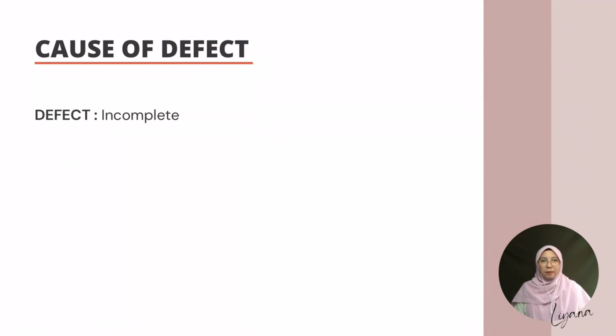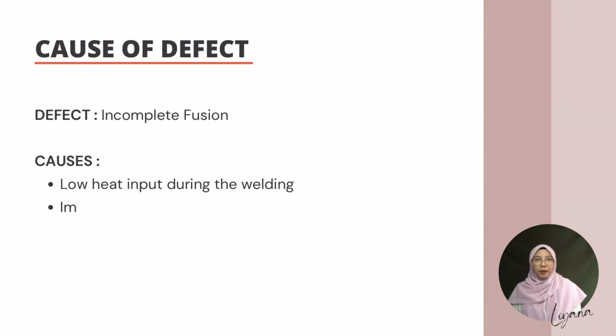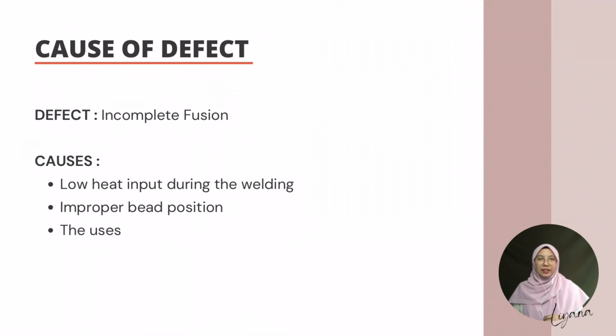The incomplete fusion might occur when we put too low heat during the welding. Improper bit position might also be the cause for this defect. It can also happen when the angle of the joint is too low.